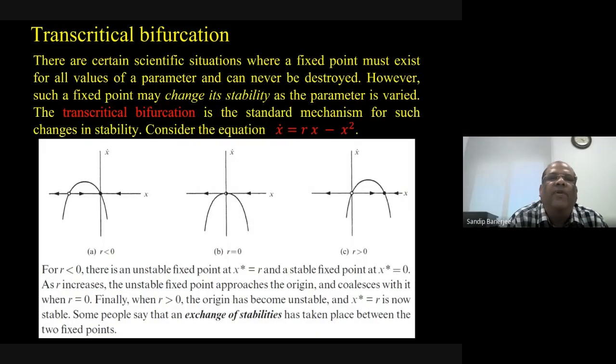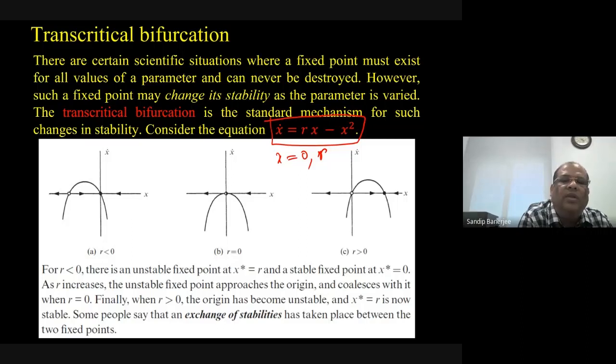There is another bifurcation which we use. This is called transcritical bifurcation. In the saddle node bifurcation, you have two steady states, or two equilibrium points or critical points, which just vanish once the parameter crosses the bifurcating value. In transcritical bifurcation, there is a change of stability. Like if you take this equation, one of the fixed points is x equal to 0, another is r.